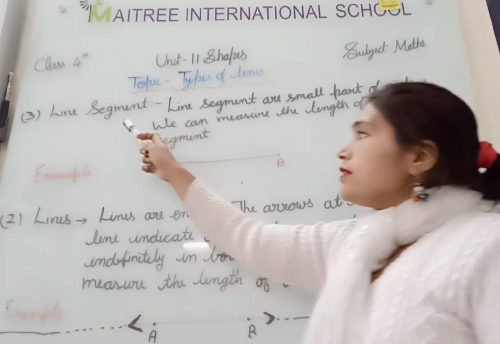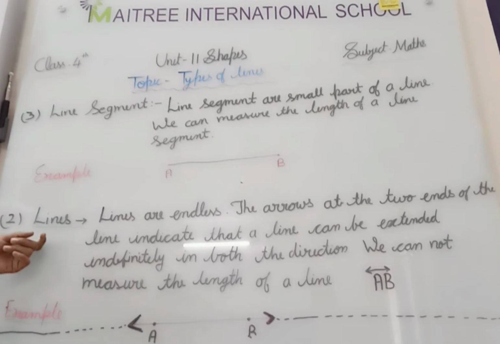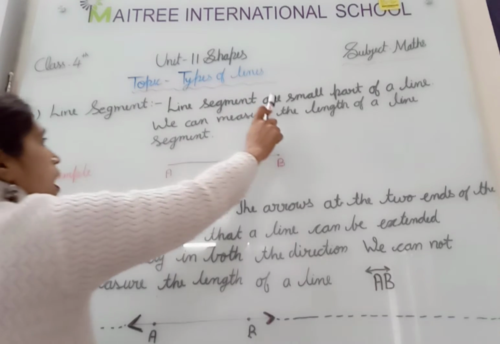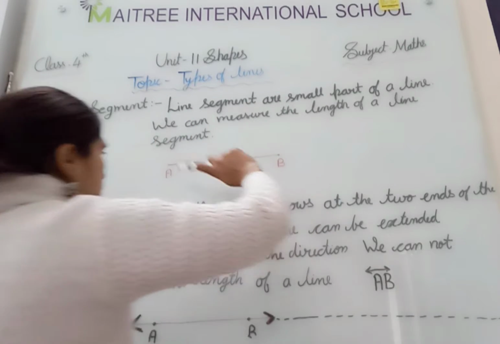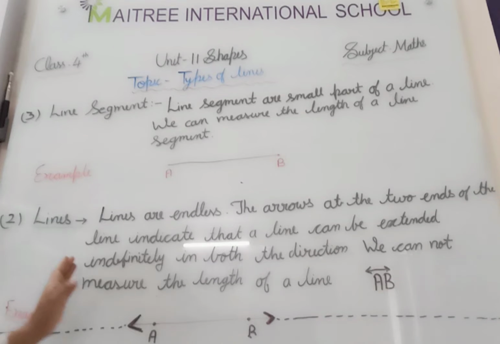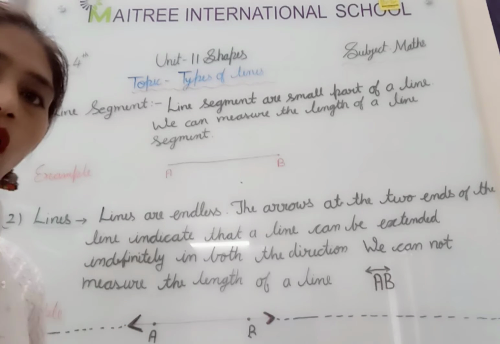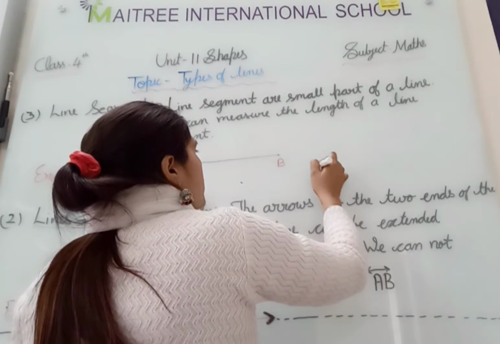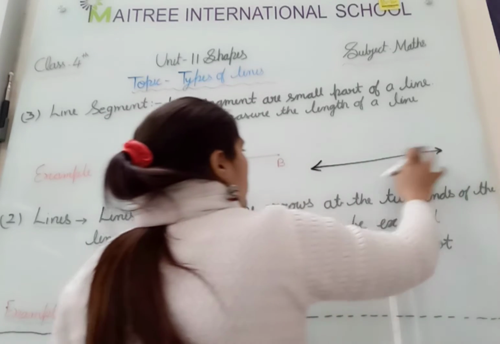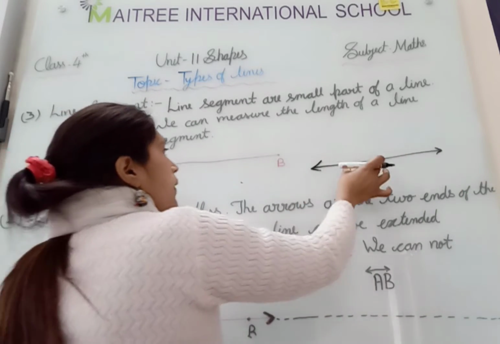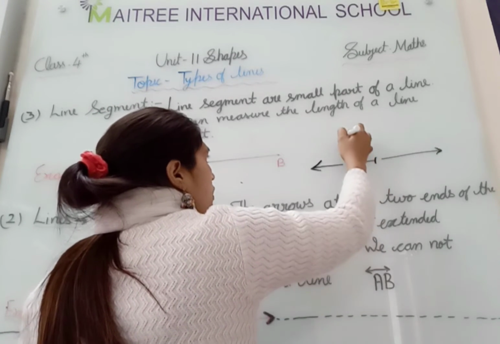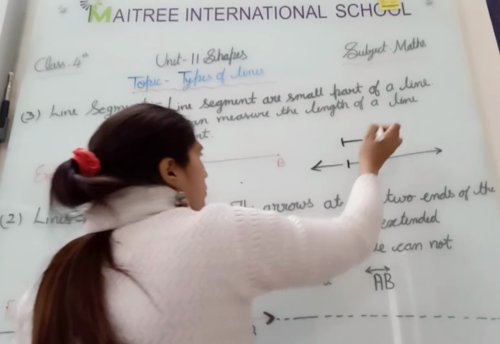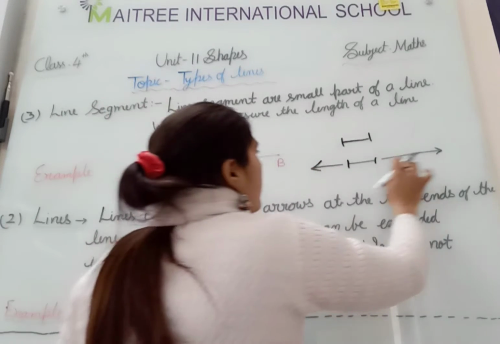So next is a line segment. Line we have done. So after line, what do we have? Line segment. What is a line segment? A line segment is a small part of a line. We can measure the length of a line segment. If I am talking about a line, this is a line. Yes, on both ends we have arrows. So if I am taking this part of this line, yes, I am taking out this part, this is called the line segment. It means a small part of a line.